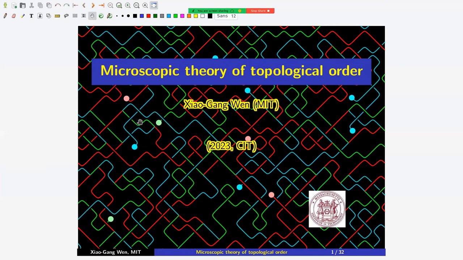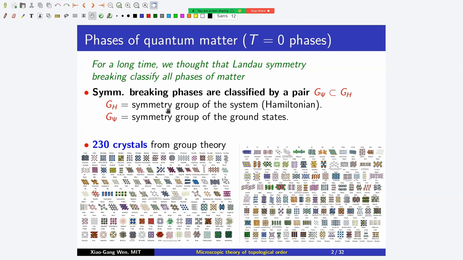Okay, so let's try to describe some kind of macroscopic theory for topological order. We know that symmetry breaking describes a lot of phases of matter, where we have a symmetry group of the Hamiltonian and a symmetry group of the ground state, which is a subgroup of the symmetry group of the Hamiltonian. This pair of groups describes a symmetry breaking phase, because that's how we label symmetry breaking phases. That's a pair of groups.